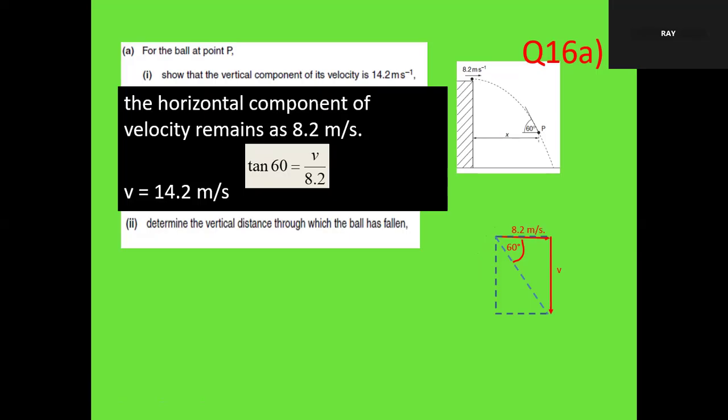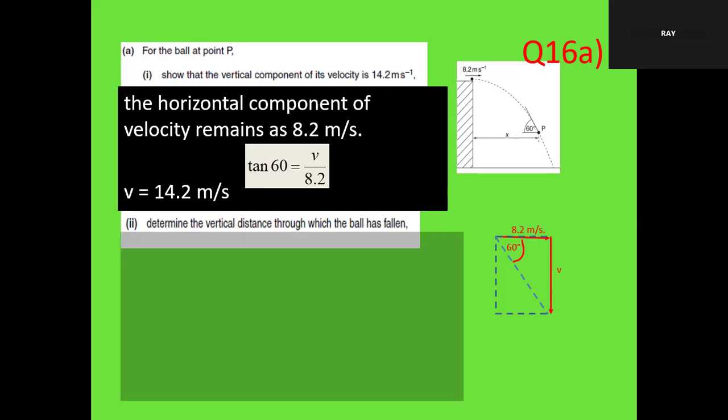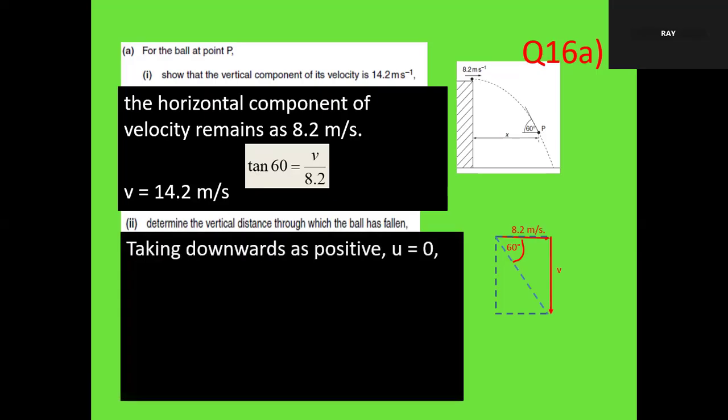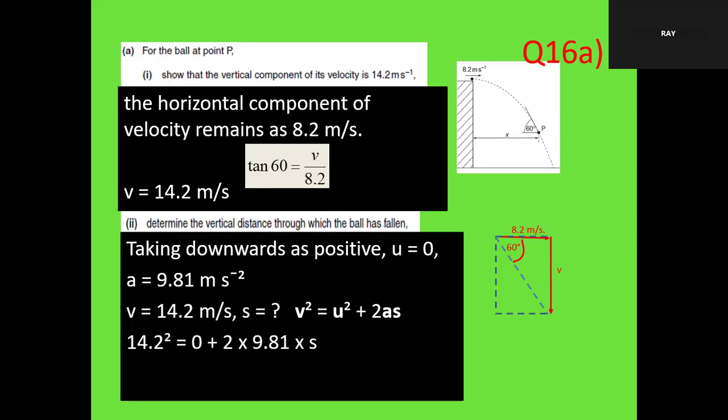Use the formula for uniform acceleration. Consider vertical motion, right? Taking downwards as positive, U equals 0, A is 9.81, V is 14.2. We have calculated V, so you want to find S. Choose V squared equals U squared plus 2AS. Put the values in and calculate your S. Okay or not?